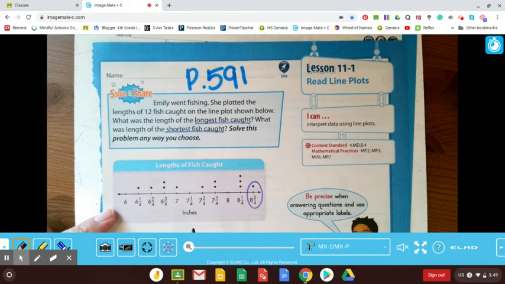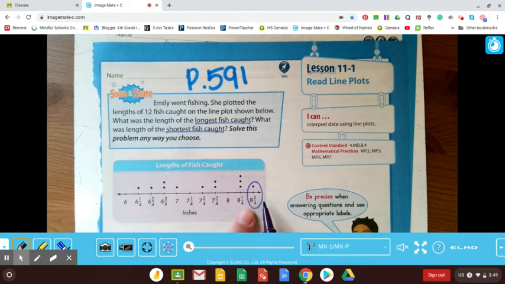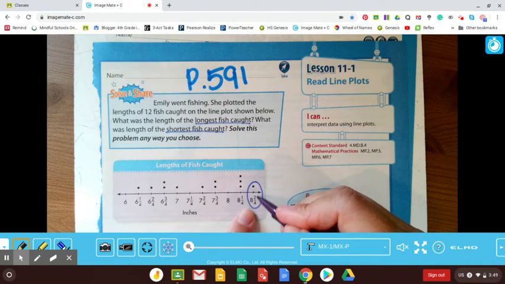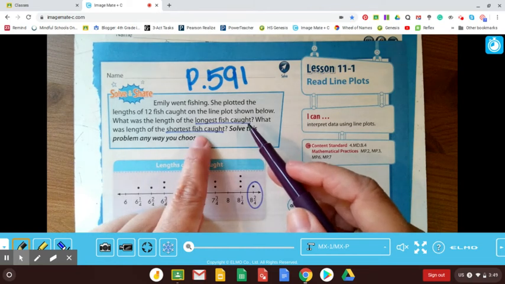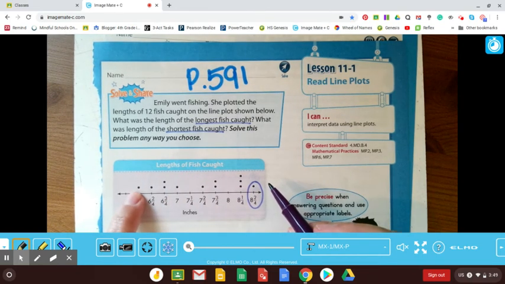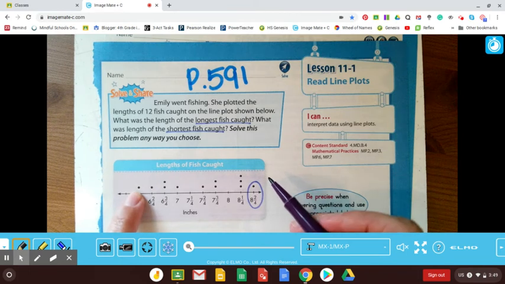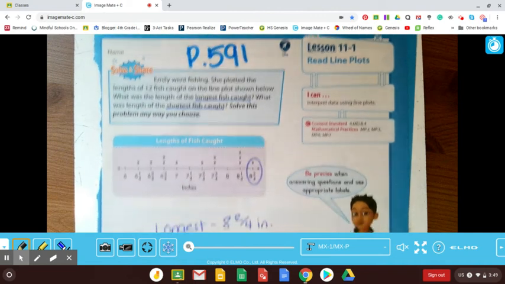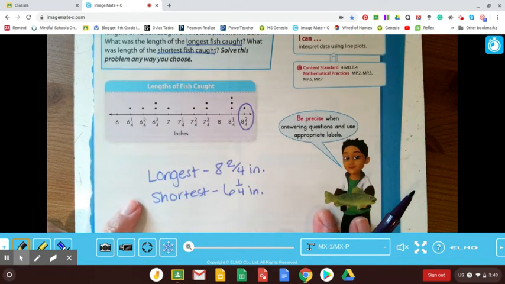So they want to know the longest and the shortest. To find the longest fish, I would look all the way to the right, and the dot the furthest to the right is at 8 2/4. So 8 2/4 would be the longest fish. And to find the length of the shortest fish she caught, I would look for the dot farthest to the left, and I would get 6 1/4. So this would be my answer.